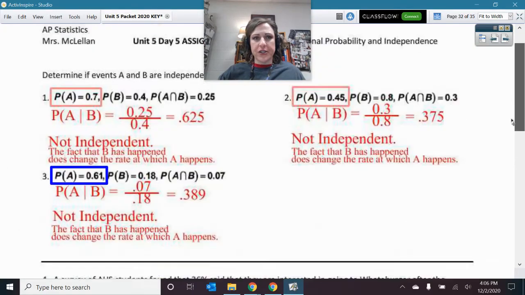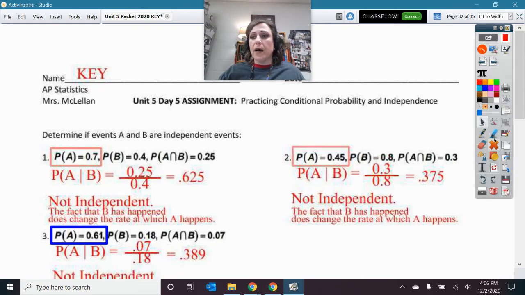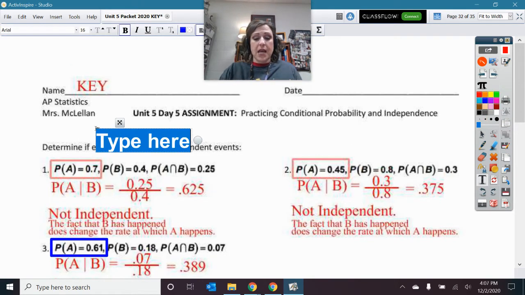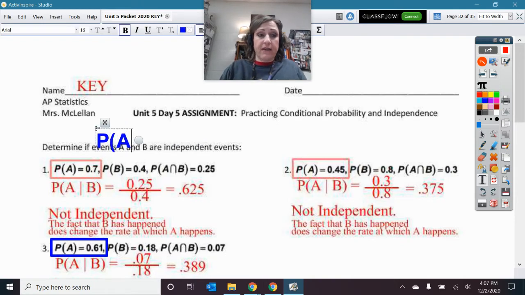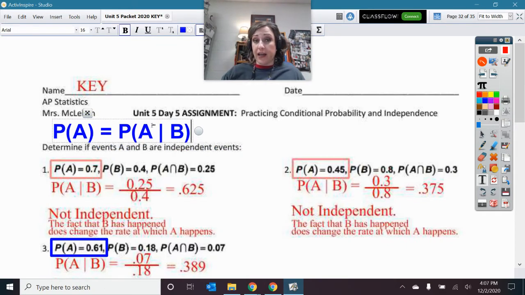All right, let's take a look at your assignment here on continuing to practice the conditional probability and then looking at the concept of independence, and how to check for that. Right at the beginning, remember that when we were checking for independence, we had to check to see if the probability of A equaled the probability of A given that B has happened. That's the general gist of what we need to check every time.